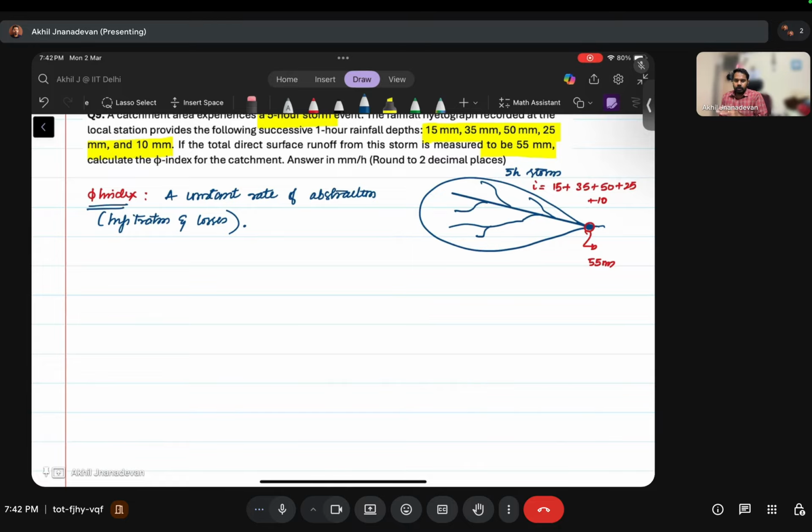So we can write our total runoff as the summation of (I minus phi) into delta t, to convert the rate into centimeters, for all intervals where I is greater than phi.